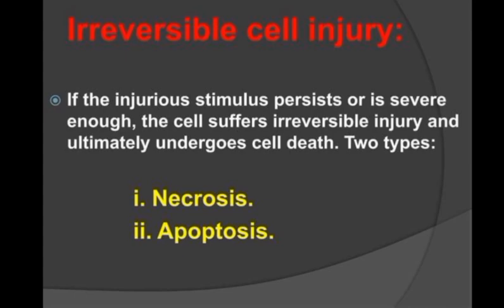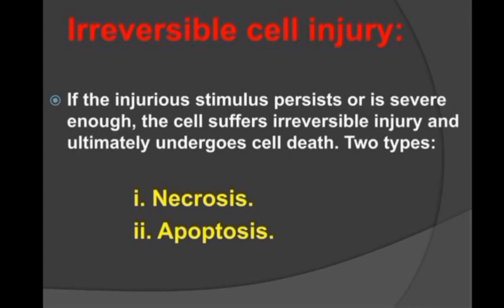Harmful stimuli may be genetic or acquired causes. Genetic causes include Down syndrome and sickle cell anemia. These are the harmful stimuli. Due to that, the cell will form abnormal substances. Acquired causes include hypoxia, ischemia, reduced oxygen and blood supply, and physical trauma like accidents. In these conditions, the cell will have some damage. This is called cell injury.